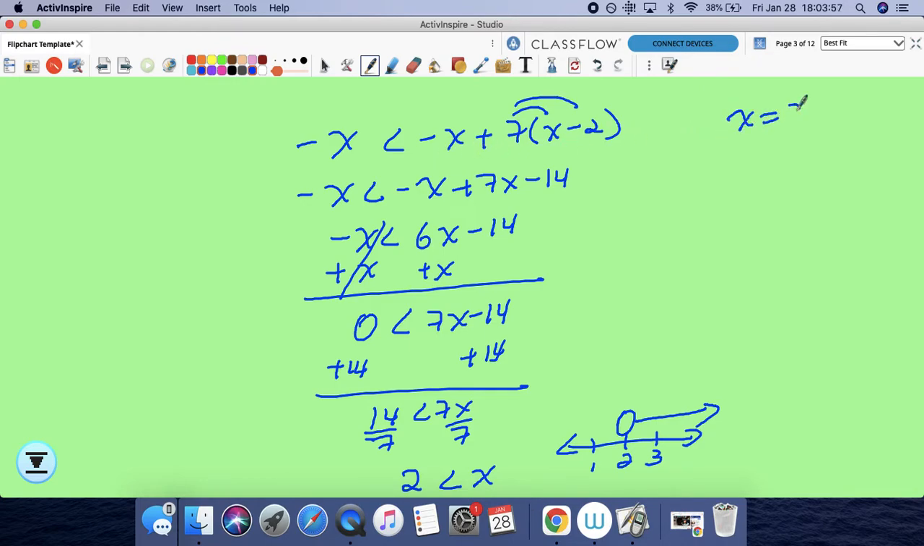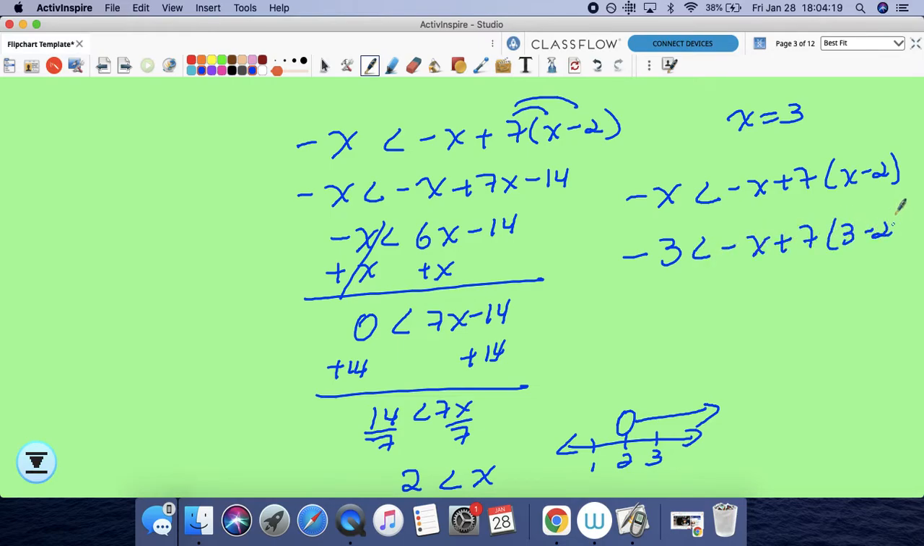Let's make x equals 3 and substitute. So I would get negative 3. So actually, I'm going to write this down because this one: negative x less than negative x plus 7 times x minus 2. So if I replace the 3 with x, I get this.